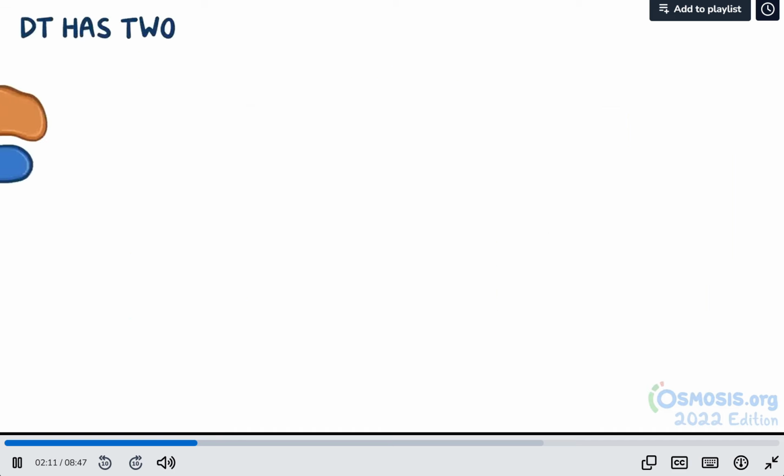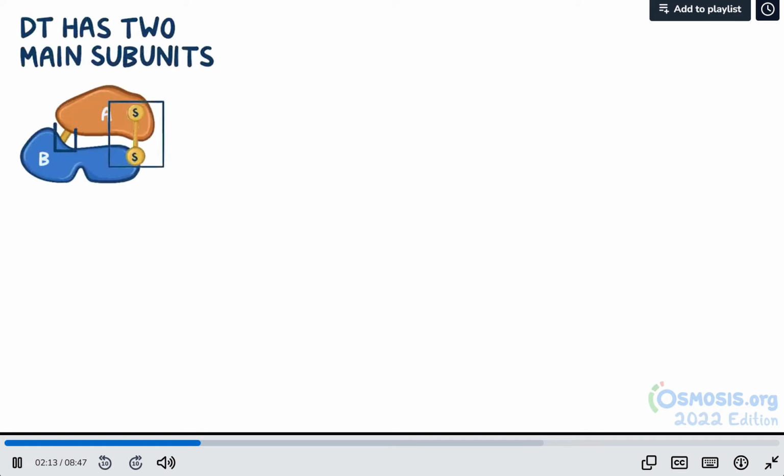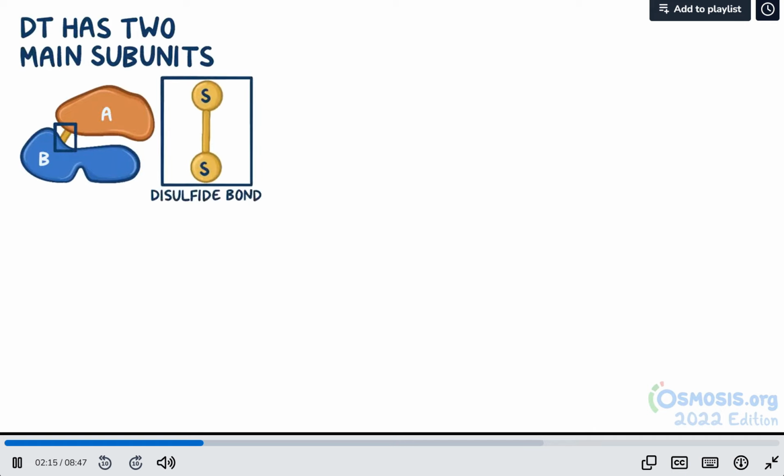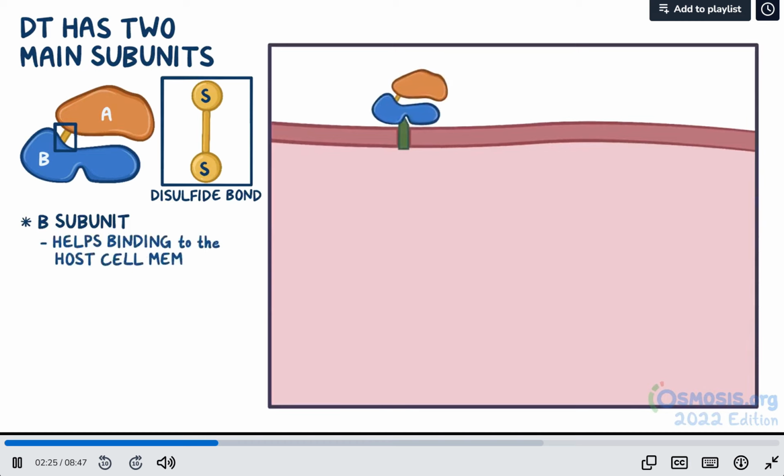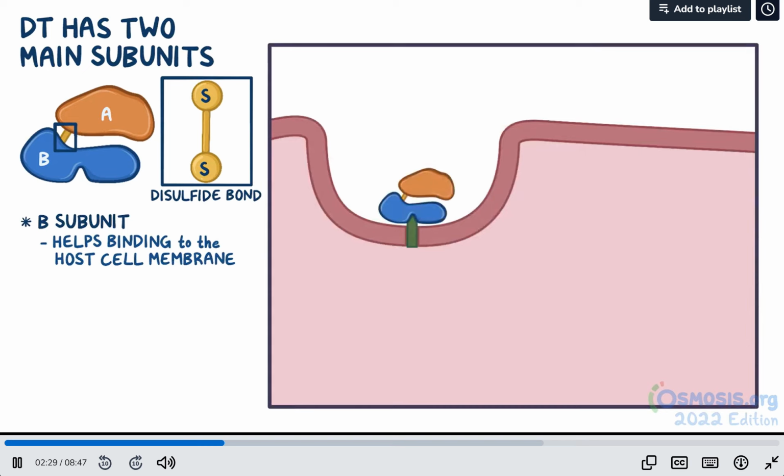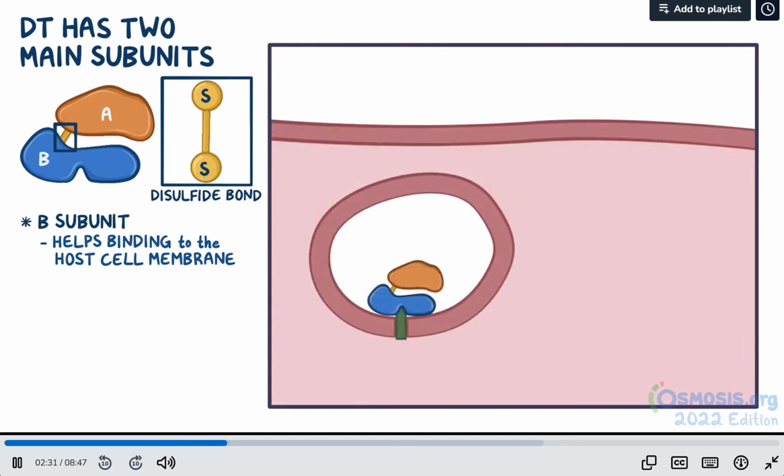Now, DT has two main subunits, A and B, joined by a disulfide bond, with each of the subunits playing a specific role in the invasion and destruction of the host cells. The B subunit, which is the bigger portion of the DT complex, helps binding to the host cell membrane. After attaching to the host cells, the whole DT complex gets slowly engulfed by the cell membrane, which invaginates to form a sac on its inner side. The sac then separates from the actual cell membrane, forming a vesicle called an endosome.